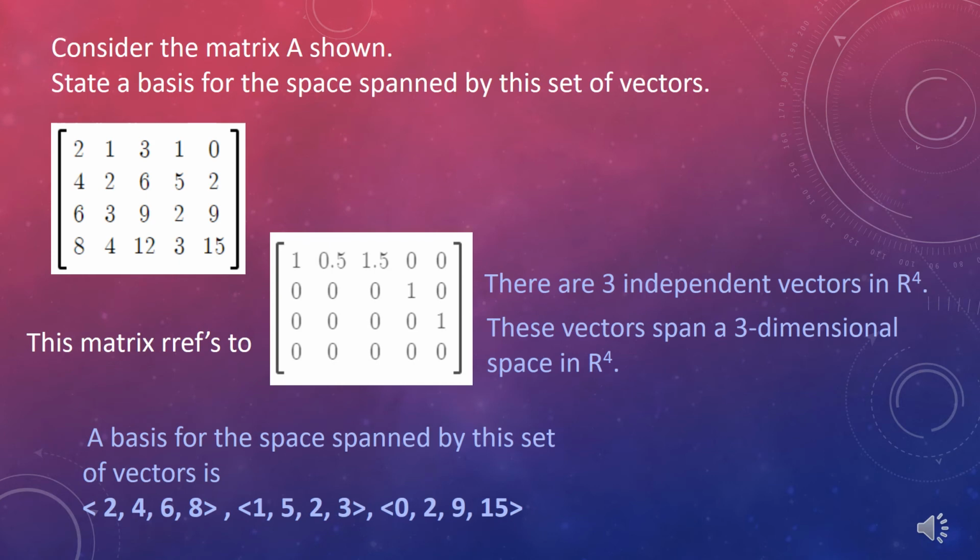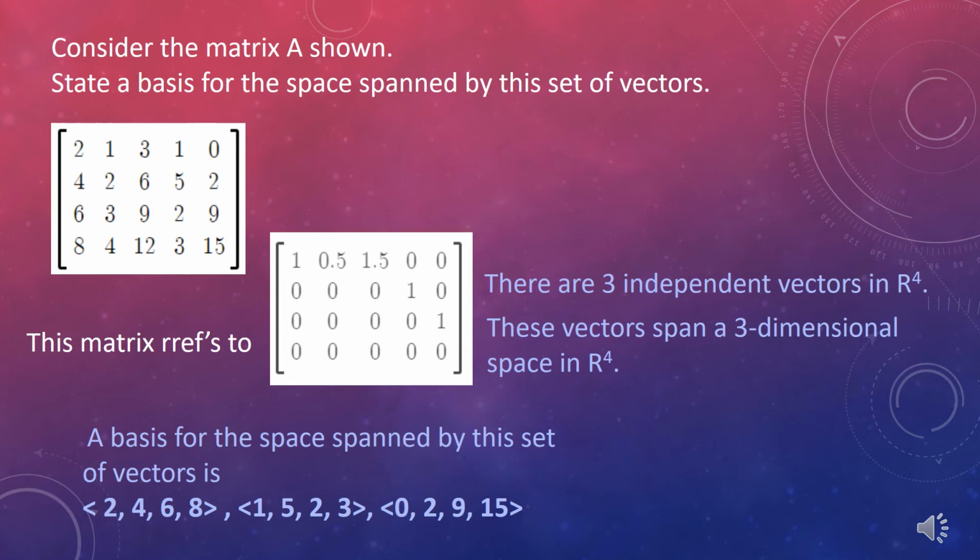Let's look at this set of vectors in R4. I have 5 vectors in R4. So from our discussion earlier, obviously this set is not going to form a basis for R4 because I only need 4 vectors to form a basis for R4.